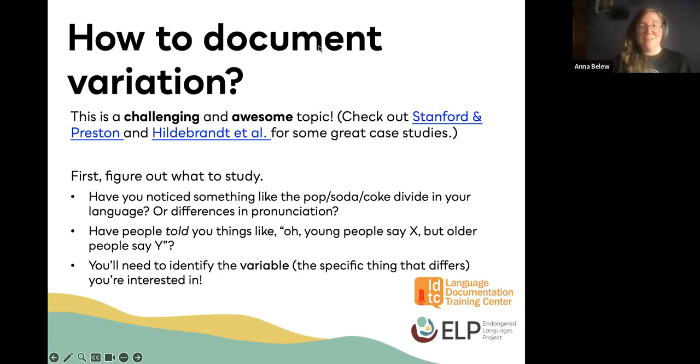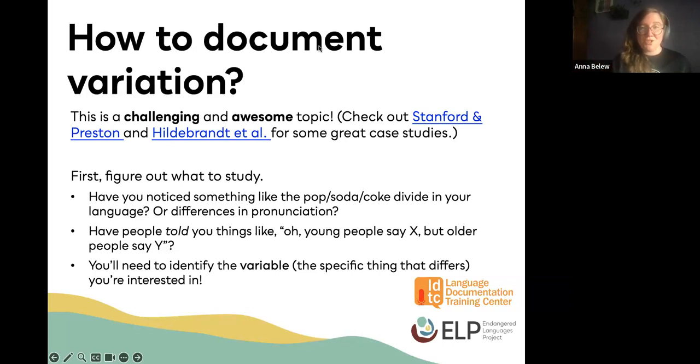I love it. And there's a lot of neat work starting to happen now, looking at variation in languages other than the big global languages, right? There's been tons of research about variation in English or Spanish or French or Mandarin, but not that much about variation within indigenous or small or minoritized languages. So I put a couple of links here, some great case studies that you could check out if you're interested.